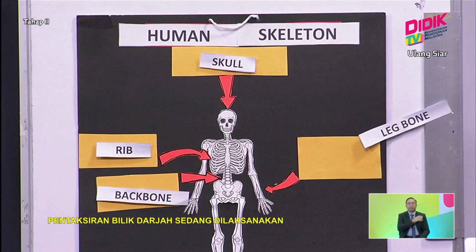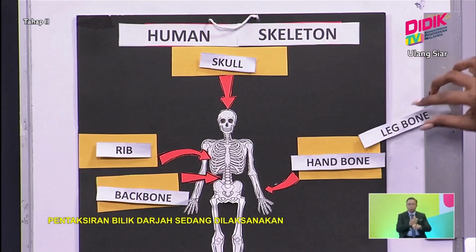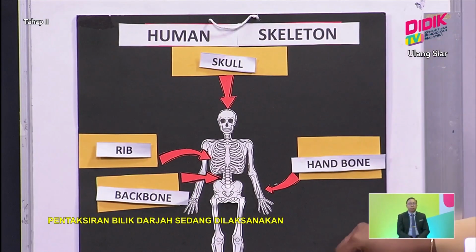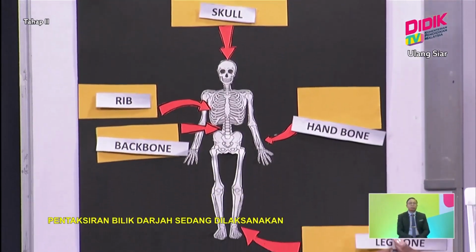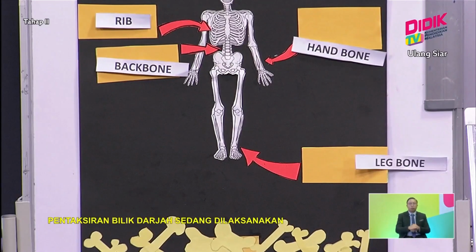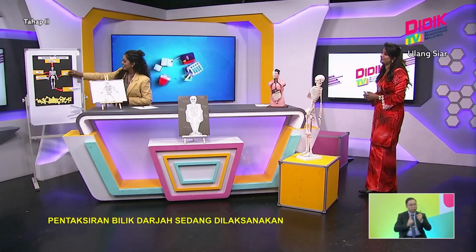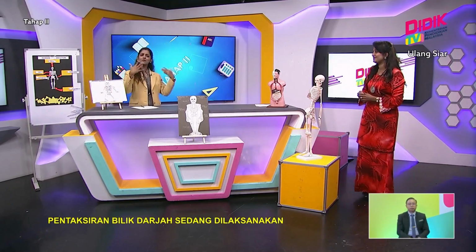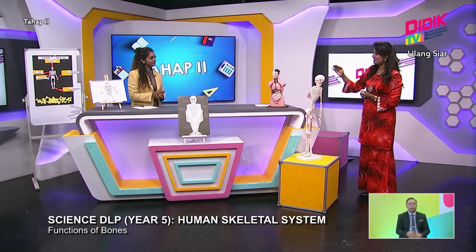And then we have hand bone. Ta-da! Hand bone, and last but not least, leg bone. Something that we cannot live without, we cannot walk if we cannot move, right? Since you got 5 correct, I give you 5 stars, Divya. Okay, so now we are done with the bones.